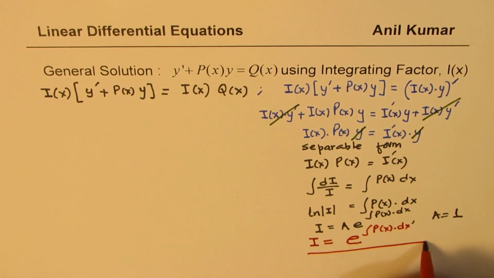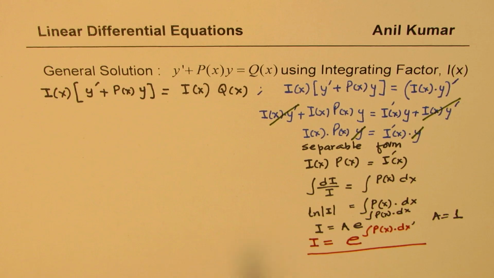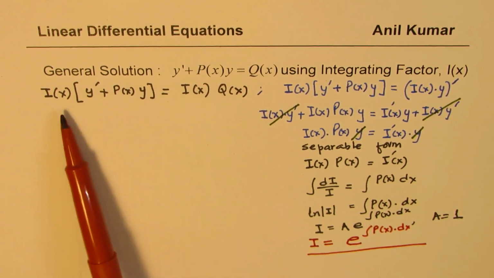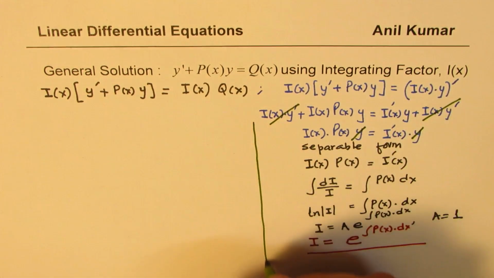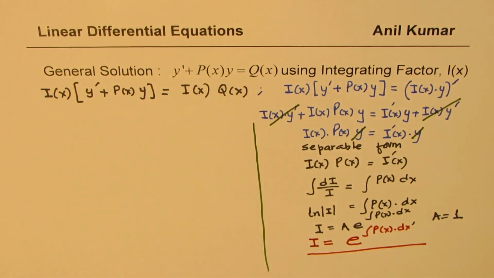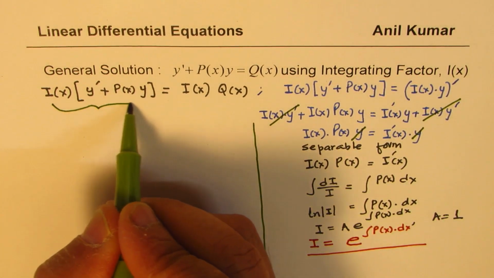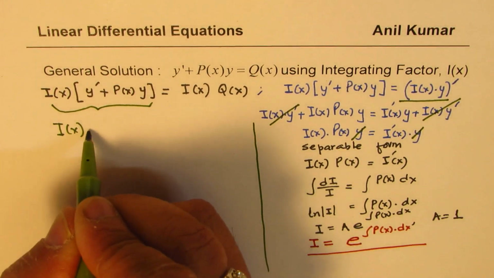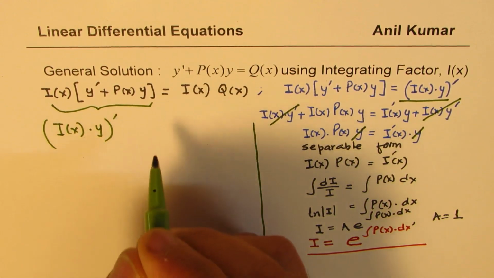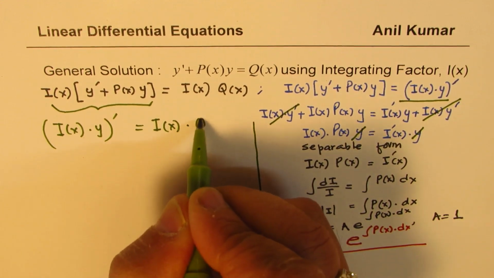So that becomes our integrating factor, which could help us solve this equation, provided we multiply by this on both the sides, correct? So if we multiply this on both the sides, then we could solve it. Now how to solve? Let's look into that portion also, right? So we are saying when you multiply, this left side actually becomes I of x times y derivative, right? So this is equal to I of x times q of x.